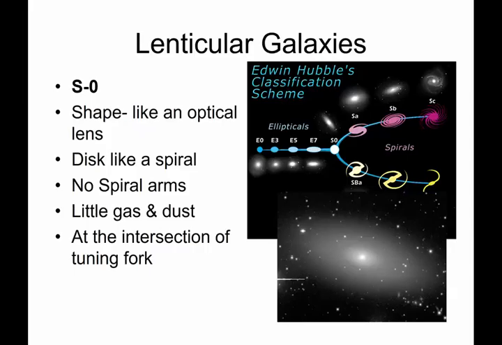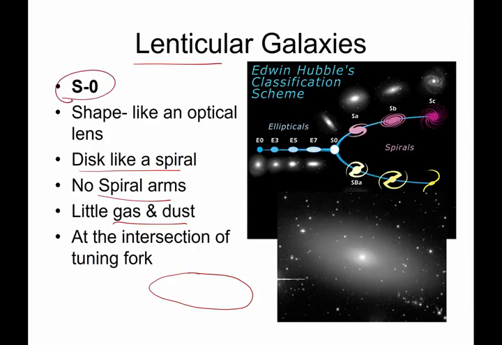The fourth kind of galaxy is lenticular. Lenticular, again, looks like a lens. The disk is like a spiral, so there is a disk associated with it like a spiral, but there are no arms. There's no rotational separation of this disk into arms. Very little gas, very little dust in a lenticular galaxy. These are referred to as S0s, and they happen to be located right at the apex of Hubble's tuning fork.